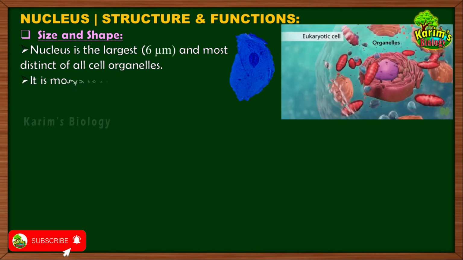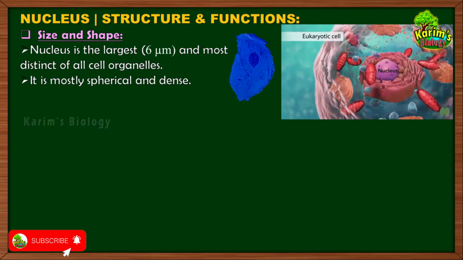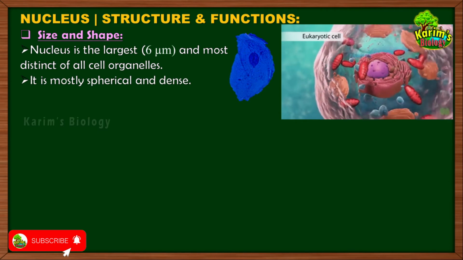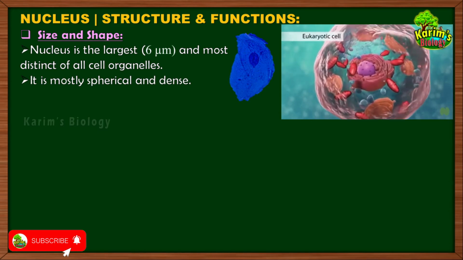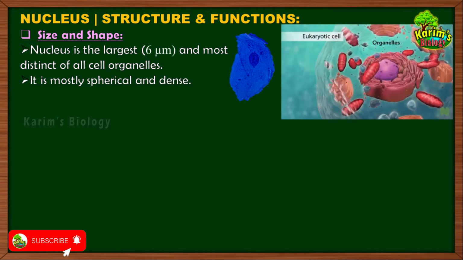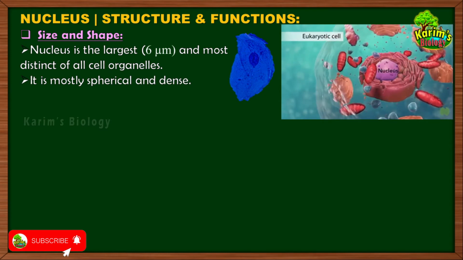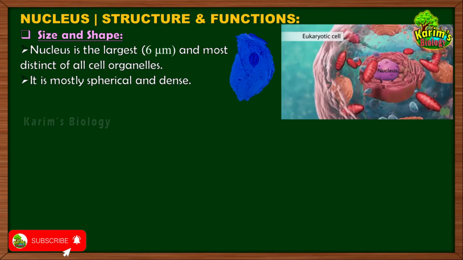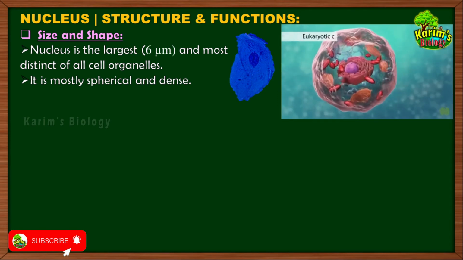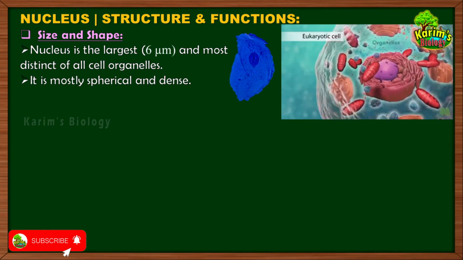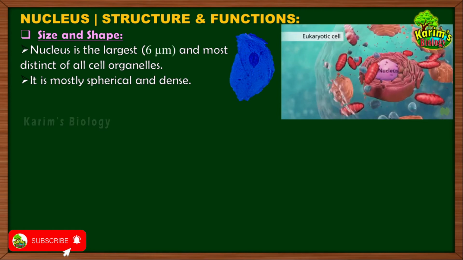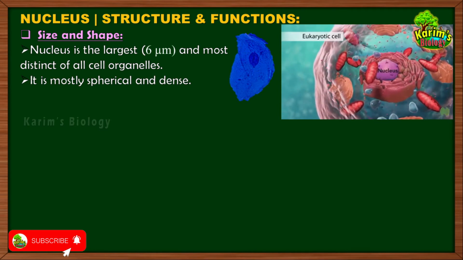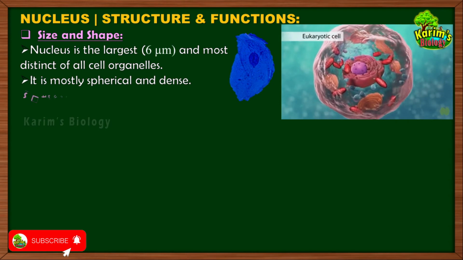Then what is the shape of the nucleus? It is mostly spherical. Spherical in a sense that it is round, and it is dense. Dense in a sense that if you look at the inner part of the nucleus, you can find some thread-like material, there is some liquid part, there are so many things present in the inner part of the nucleus, which makes it a dense material. Okay, we will be discussing what is present within the nucleus in a few minutes.